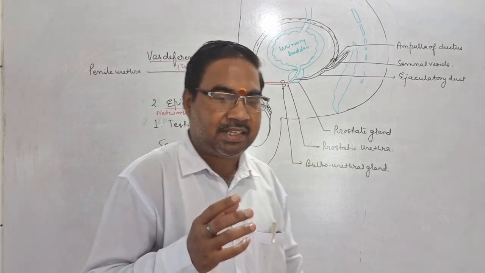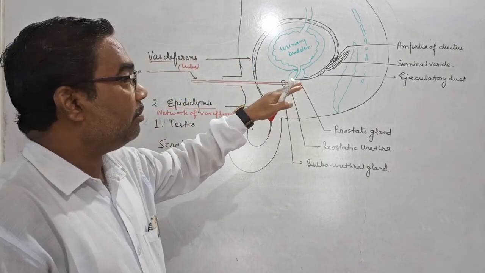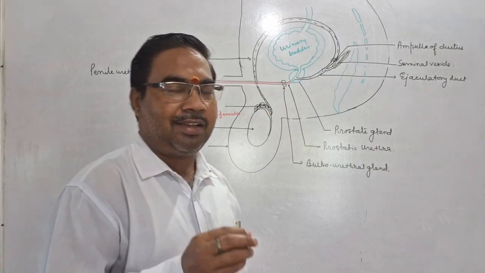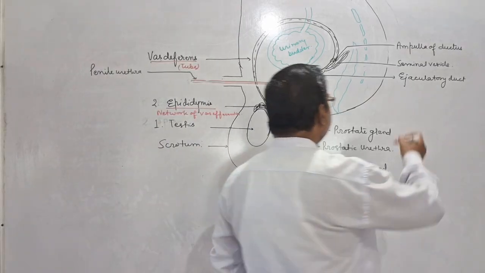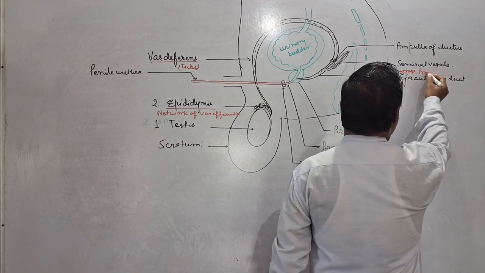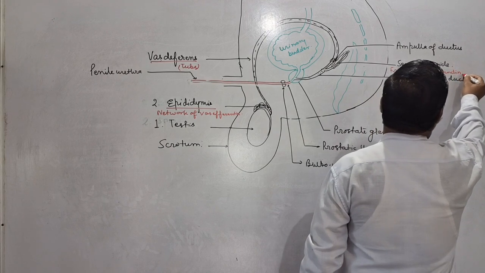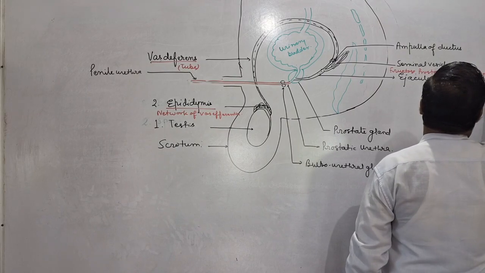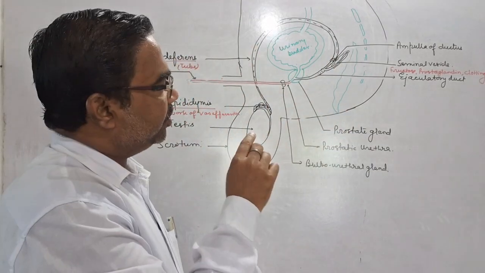Actually, seminal vesicle is an associated gland with the male reproductive system. It secretes something as a gift for the sperm, right? Seminal vesicle is giving fructose, prostaglandin, and clotting protein. So seminal vesicle is giving these three chemicals.